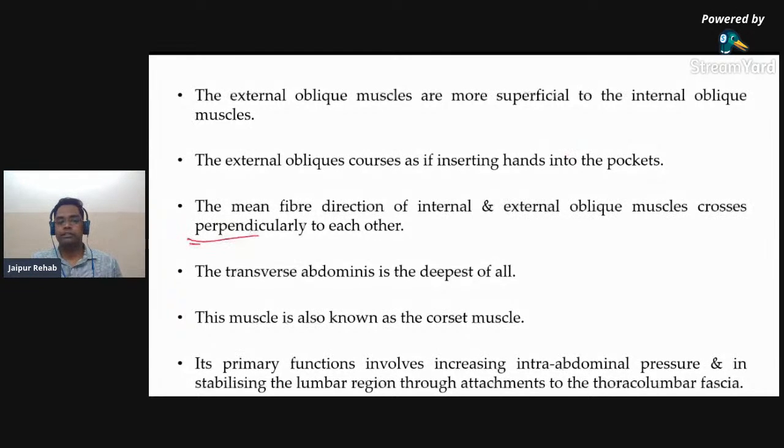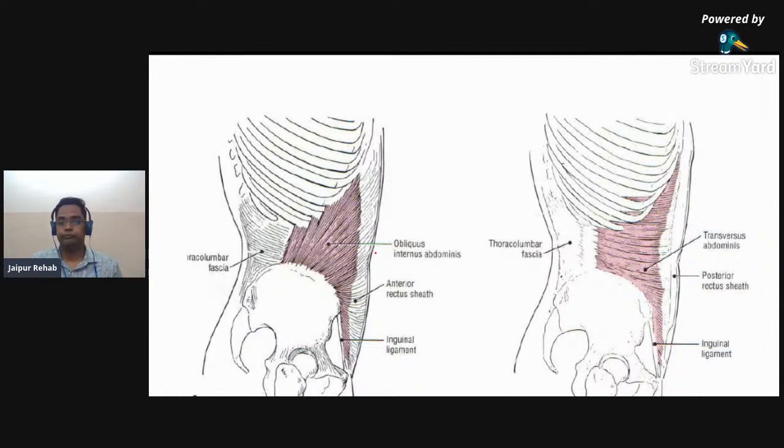Transverse abdominis, being the deepest of all, is one of the most important stabilizers of the lumbar spine. Not only the lumbar spine, it is the abdominal corset. So it is the basic and the most important core muscle. When we talk about core muscles, when we do core strengthening, this is the core that we always talk about. Its primary function is to increase intra-abdominal pressure and to stabilize the lumbar region through attachments to the thoracolumbar fascia. So this is the transverse abdominis. It runs like this, as a corset. That is, it is the important core muscle, and the fiber direction of the internal oblique is like this.